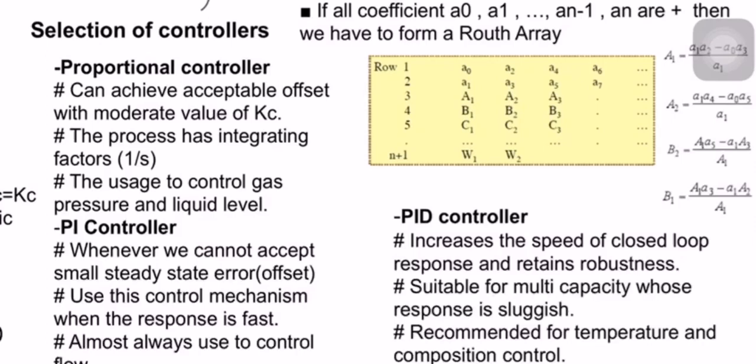And then the PI controller will be used whenever we cannot accept small steady state error, which is the offset. This PI controller will be used when the response is fast, and the function is to control the flow. Lastly, the PID controller increases speed of closed loop response and retains robustness. So it is suitable for multi-capacity processes whose response is sluggish, and it is recommended for temperature and composition control.